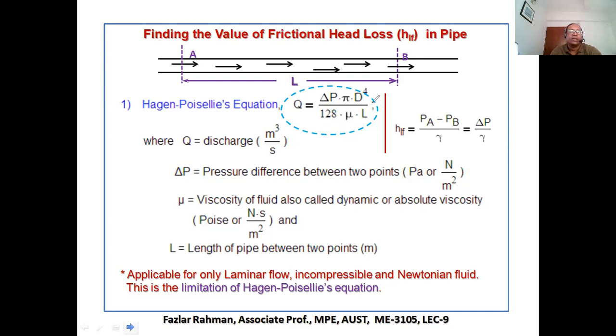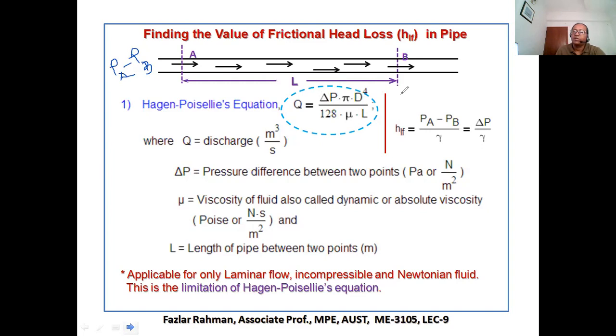So what is the delta P? Delta P equal to PA minus PB. That means pressure difference, right? So this pressure difference, you can easily figure out from the equation. You can say delta P equal to Q into 128 mu L divided by pi d to the power 4, right?